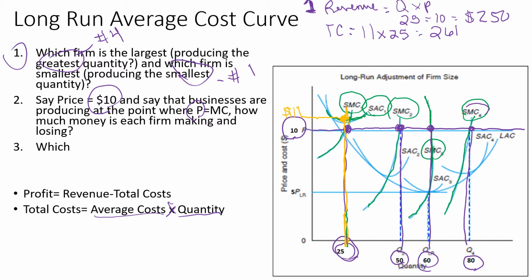So they're going to actually have a loss because profit is revenue minus total cost, so it's 250 minus 261. So they're going to have a loss of $11. So firm 1 is going to have a loss of $11. All right, let's write that down. Firm 1 has a loss of $11.